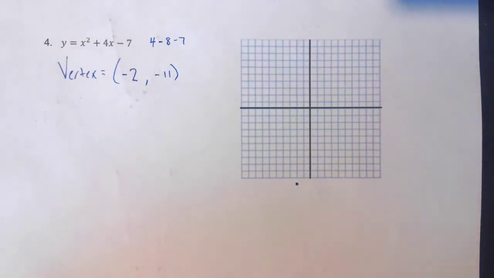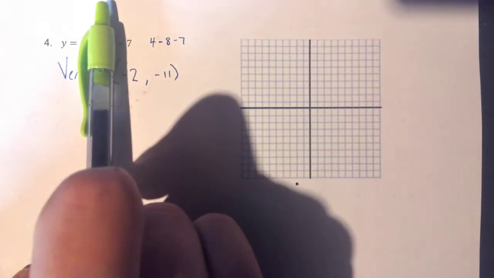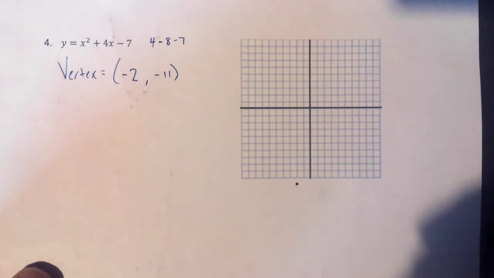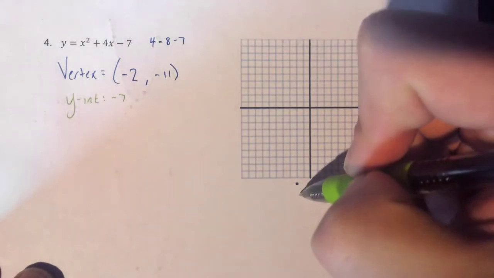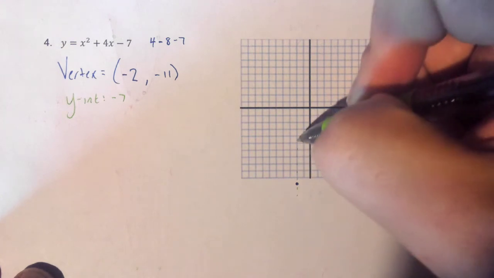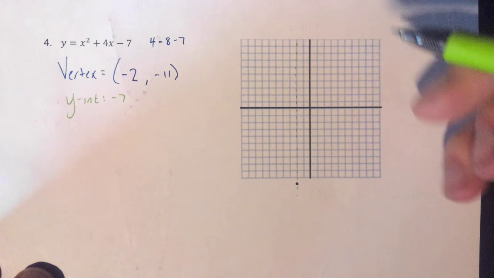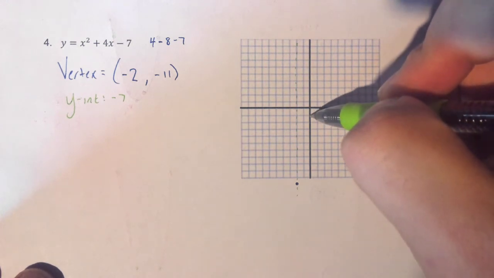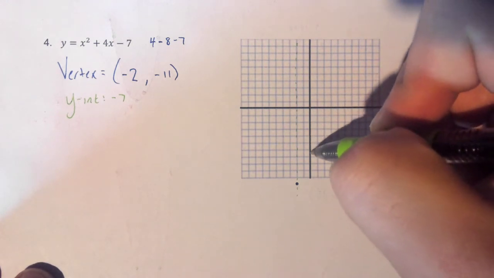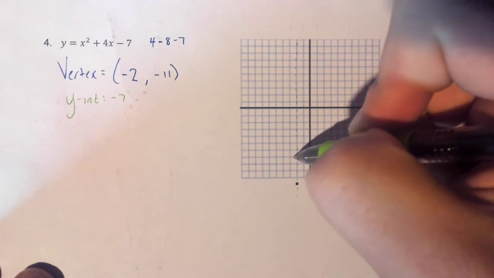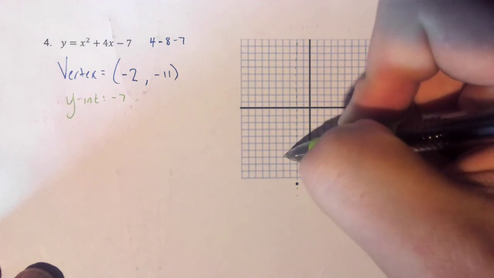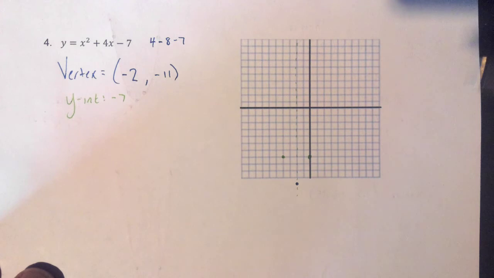Y-intercept, nice and easy. Cover-up method, cover up the x terms. The y-intercept is negative 7. I didn't draw my vertical dotted line to remind me of my mirror. There you go. Okay, so my y-intercept is negative 7. 1, 2, 3, 4, 5, 6, 7. So that means there would be another point 2 to the other side of the mirror. So there's 2 points.